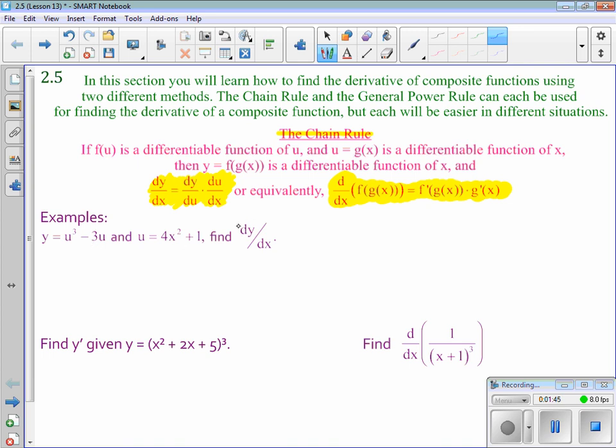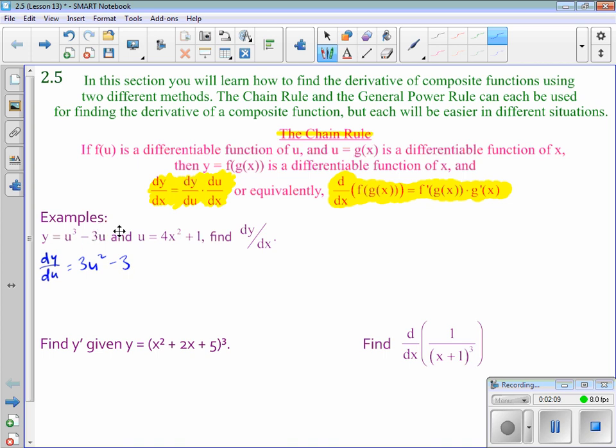We're trying to find dy dx. So we're going to use this here. If I'm trying to find dy dx, I want to find dy du, which means the derivative of y with respect to u. So I can do that here. What is dy du? You got to plug in 3u squared. 3u squared minus 3. So just taking the derivative of this with respect to u.